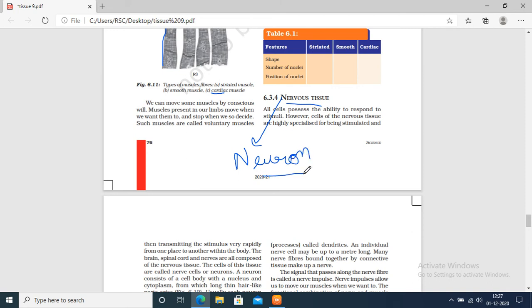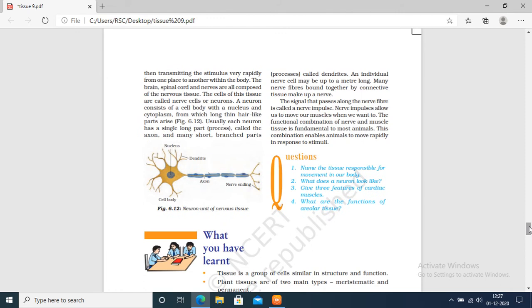Neuron is also known as the structural and functional unit of a nervous tissue. So all our brain and spinal cord, the nerves, are made up of neurons. The cells here are known as neurons. Let's see what is a neuron. So this is the structure of a neuron. A neuron consists of a cell body.